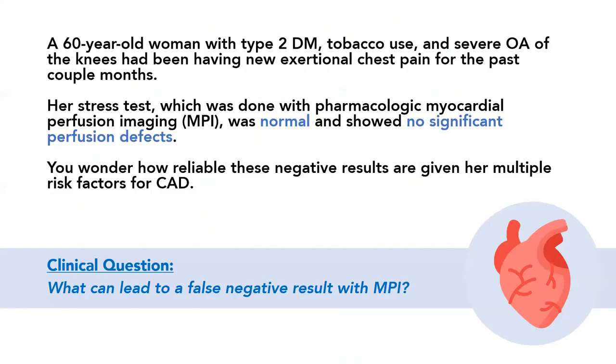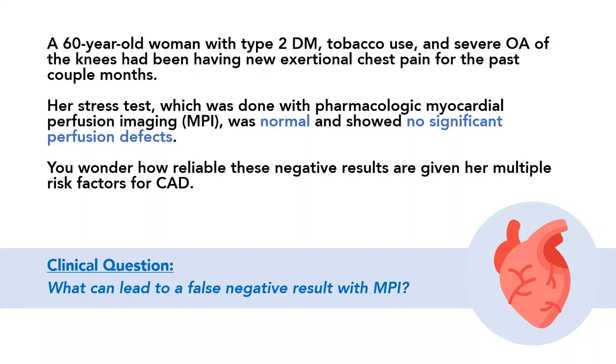We have a 60-year-old woman with a history of type 2 diabetes, tobacco use, and severe arthritis of her knees. And she's been having new exertional chest pain for the past couple months. She undergoes a stress test, which was done with a pharmacologic myocardial perfusion imaging study, or MPI. And this comes back as normal and shows no significant perfusion defects.